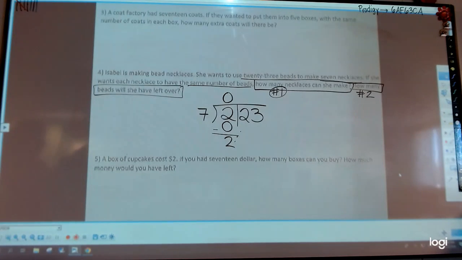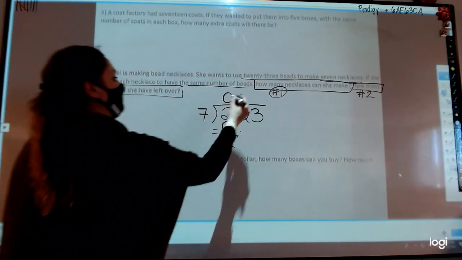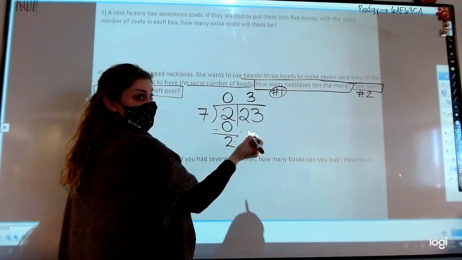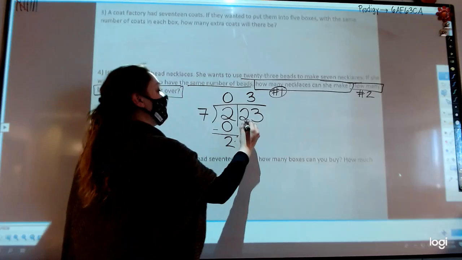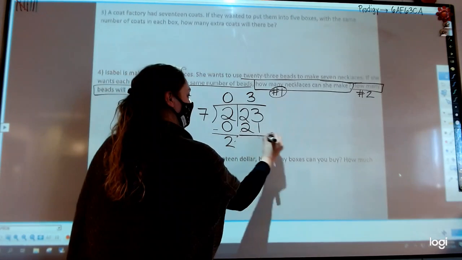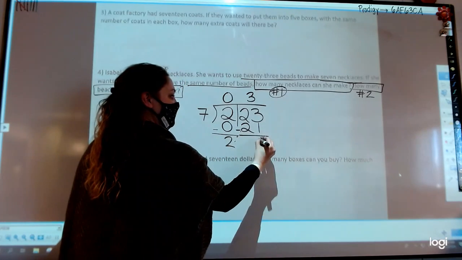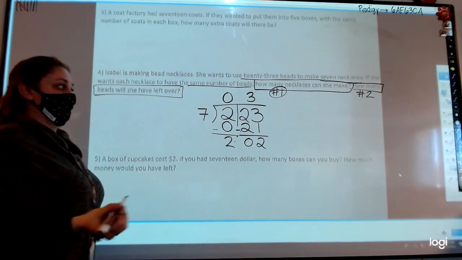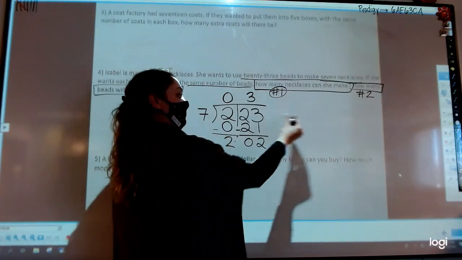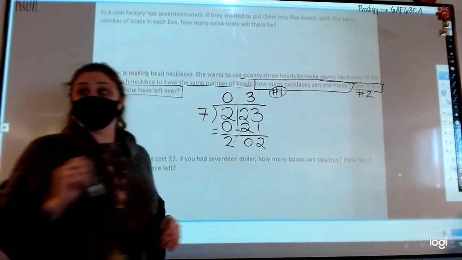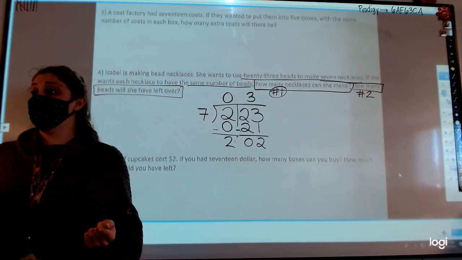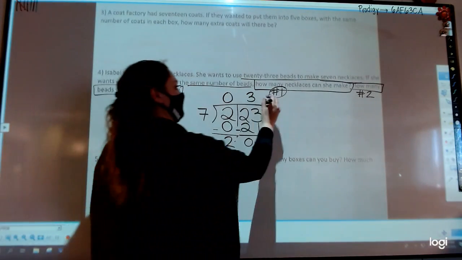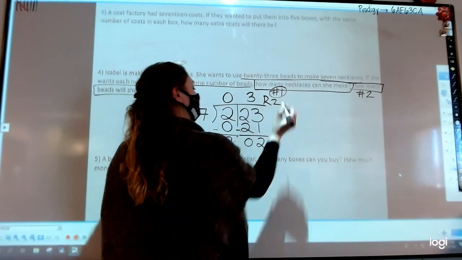No going over. Madeline? 3. Good job. All right, Madeline, what is 3 times 7? 21. And we subtract. 3 minus 1 is a 2. 2 minus 2 is a 0. All right, I have no more place values up here to send my 2. So what is my 2? Cadence? It's my remainder. So 3, remainder 2.